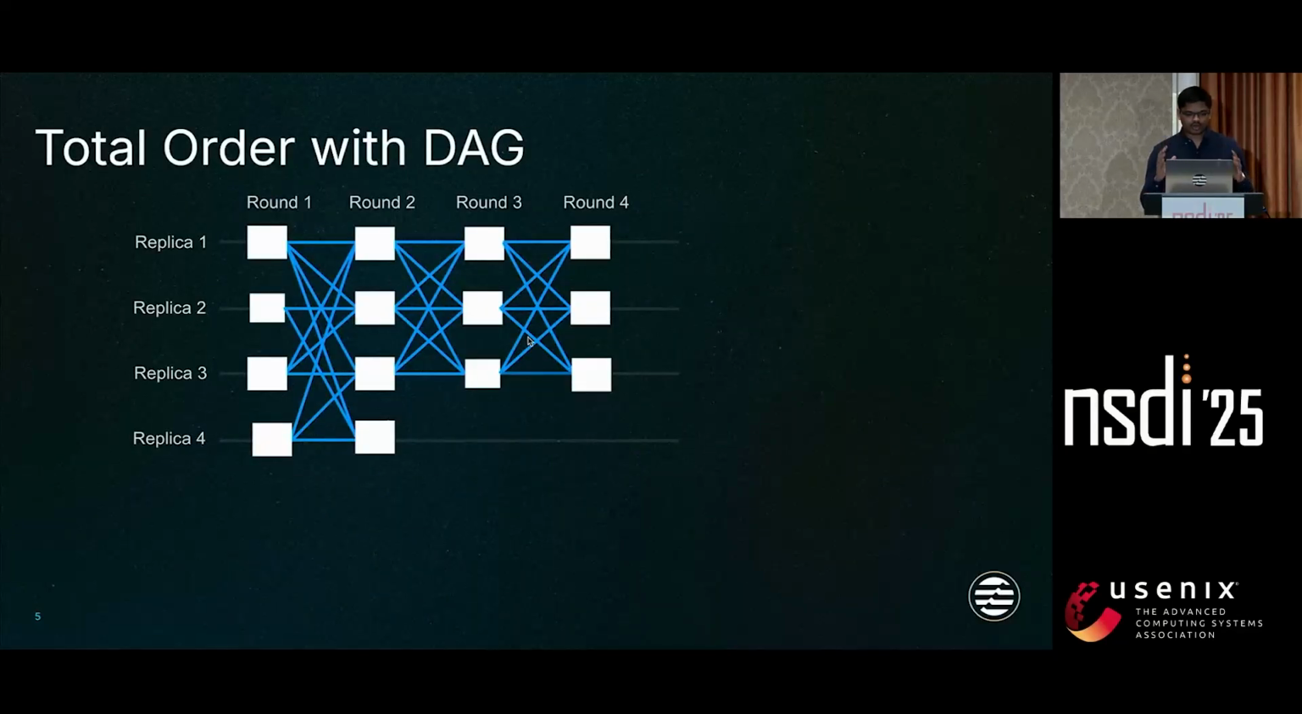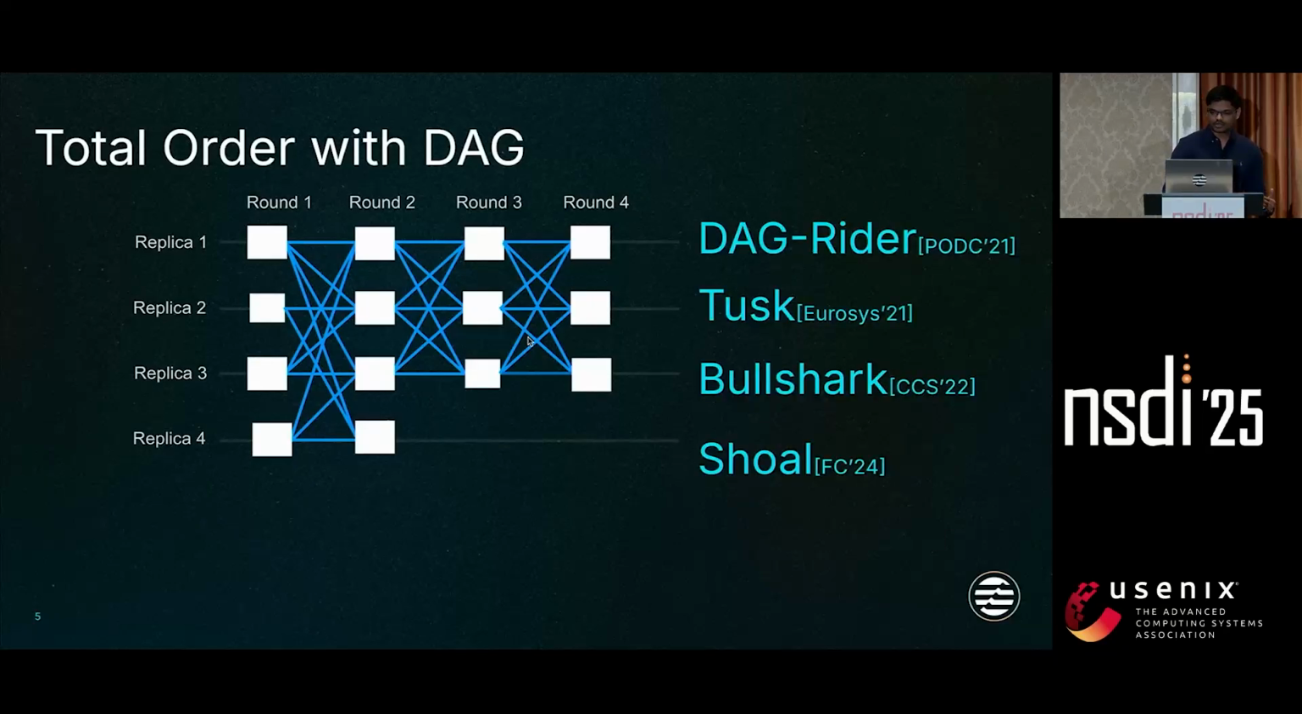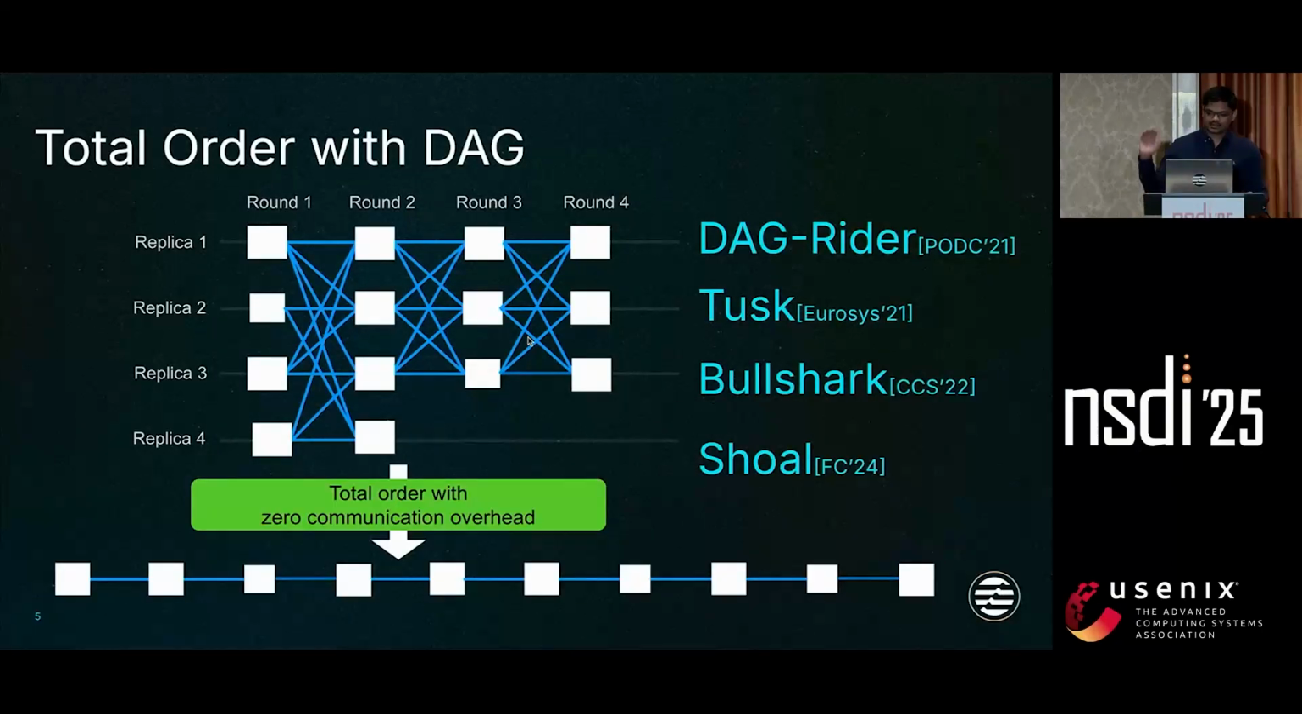And in order to order this DAG, there were other protocols that work completely locally based on the replica's view of the DAG. So there is no communication involved. And protocols like DAG-Rider, Tusk, Bullshark, and more recently Shoal have all tried to propose better algorithms to create a total order from this DAG-based view.